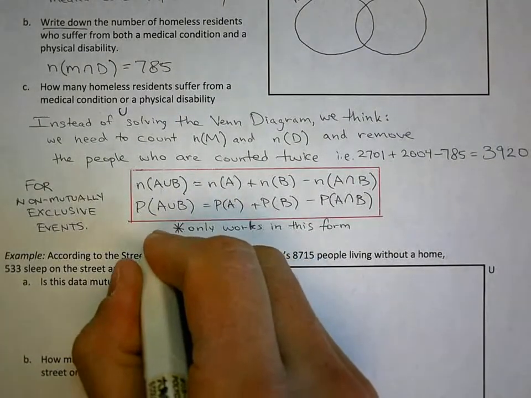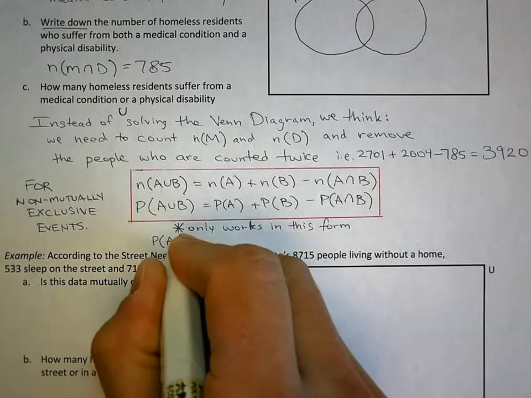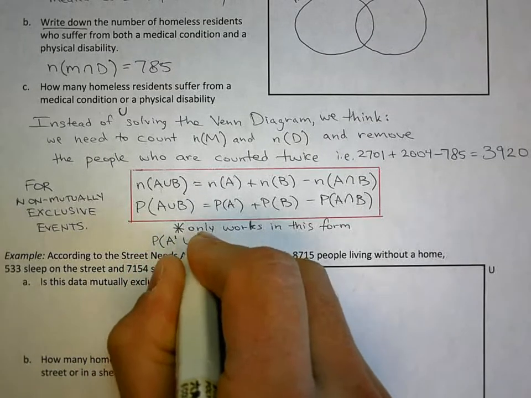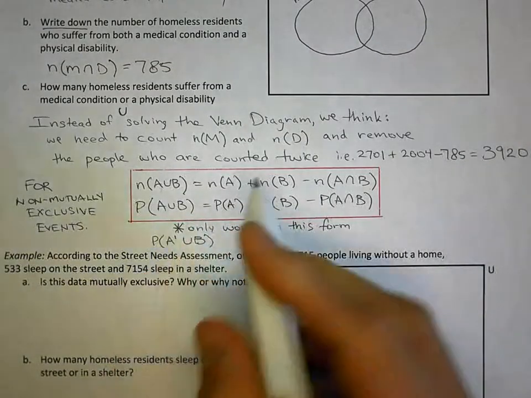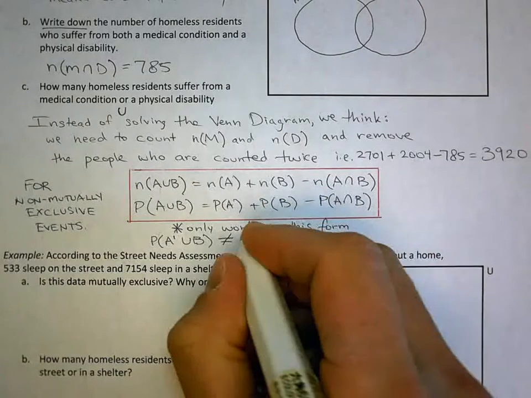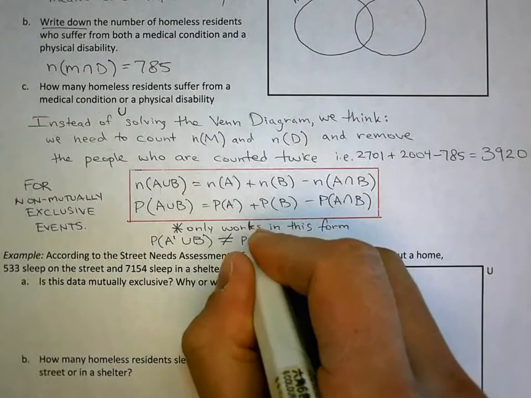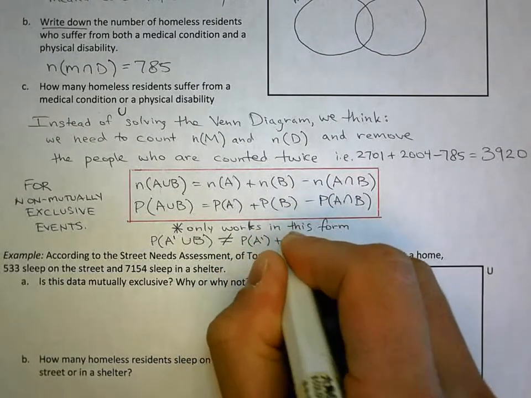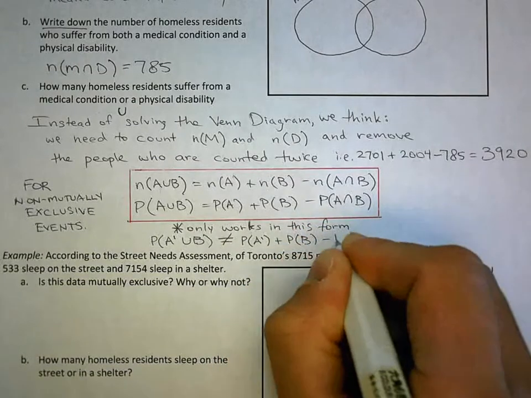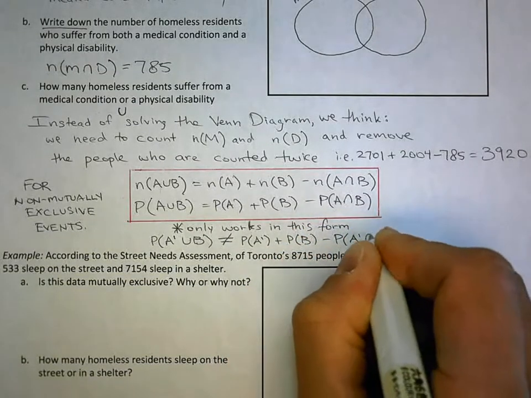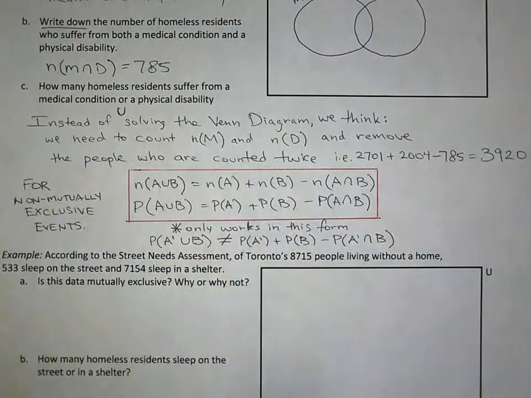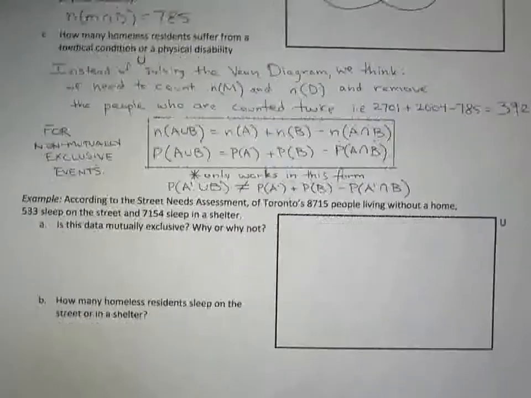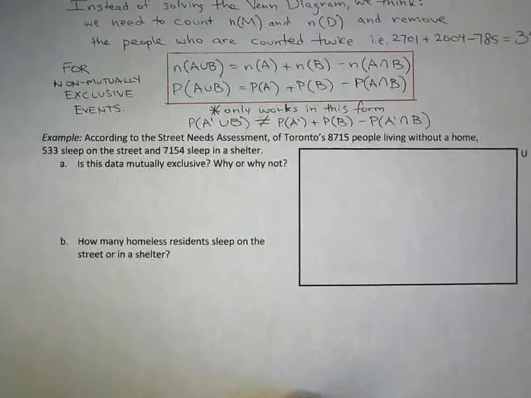For example, if you're thinking, okay, if I have A complement union B, remember we did some of these yesterday, we shaded in the weird areas. You can't just distribute and create your own addition rule. So you can't have P(A complement) plus P(B) minus P(A complement intersect B). It doesn't work like that. The addition rule only works if you're finding unions and intersections. Okay, so there's our addition rule. Now we're just going to continue a little bit before we have finished our understanding of it.